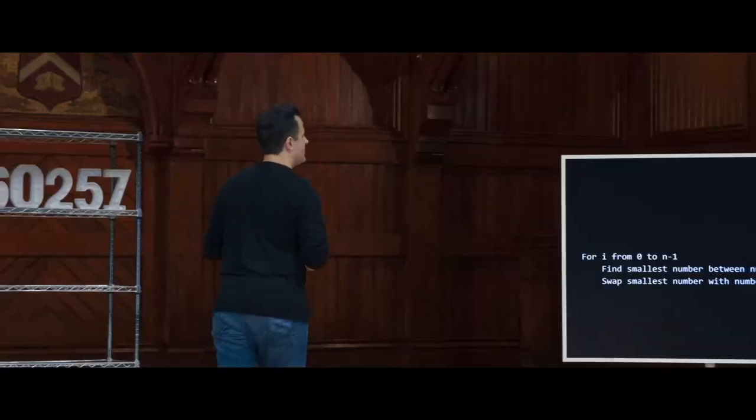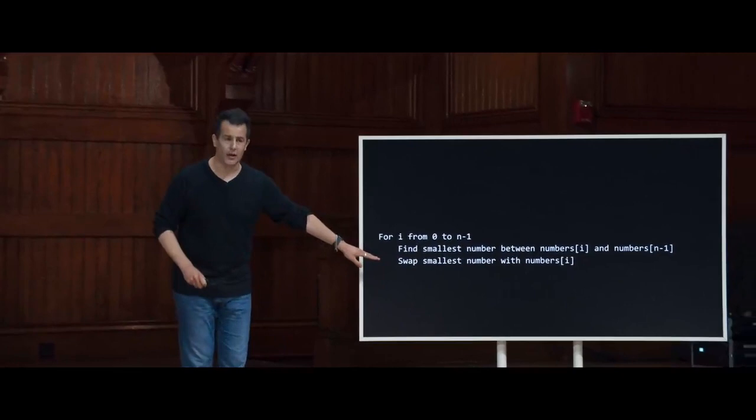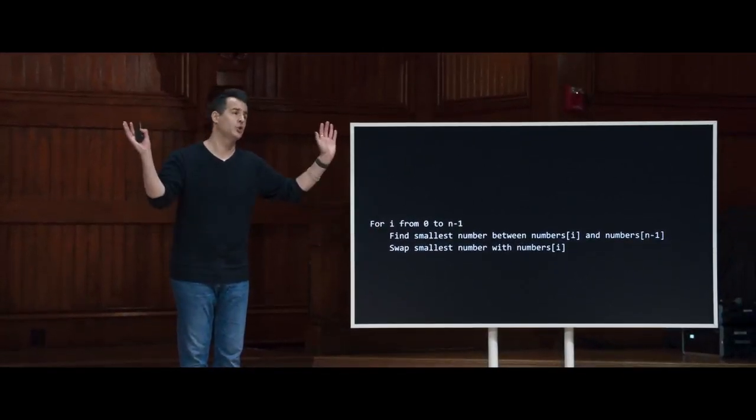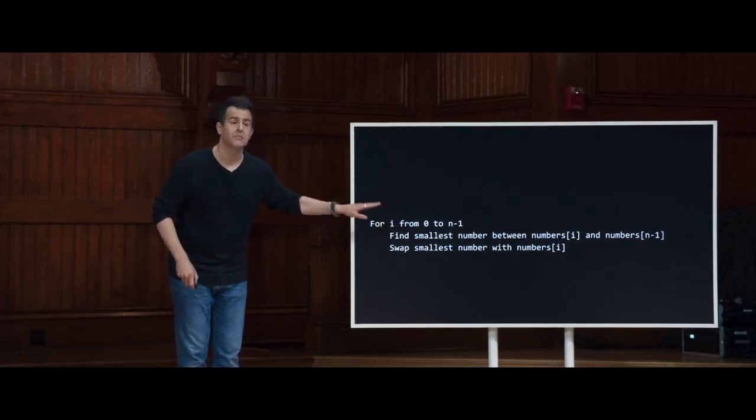But does selection sort appreciate that? Does selection sort take into account whether the list is already sorted? Not necessarily, because if you look at the pseudocode even, there's no special conditional in here that says, if it's already sorted, exit early. It's just going to blindly do this many times.